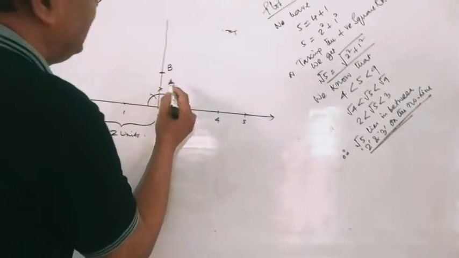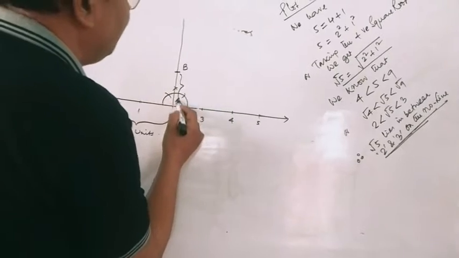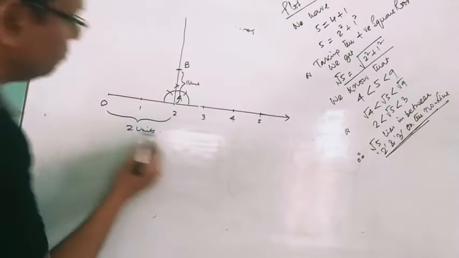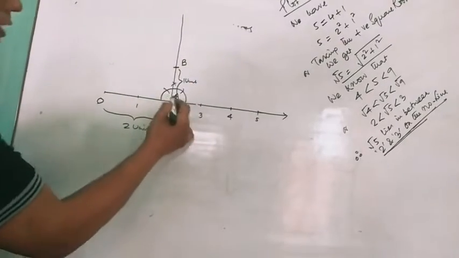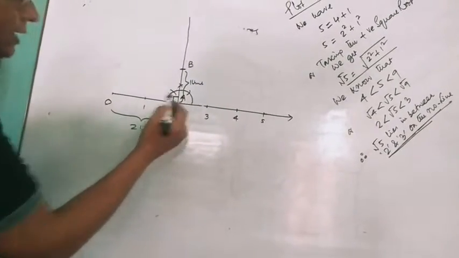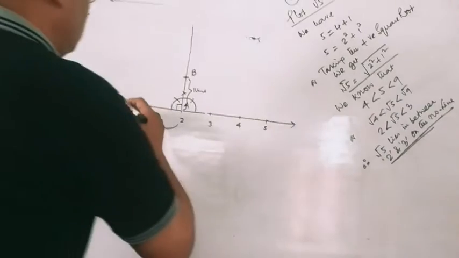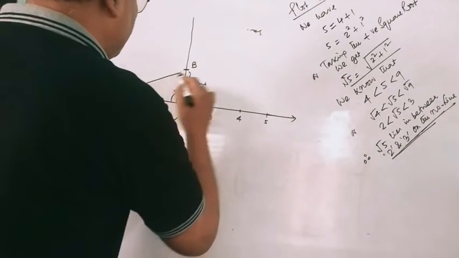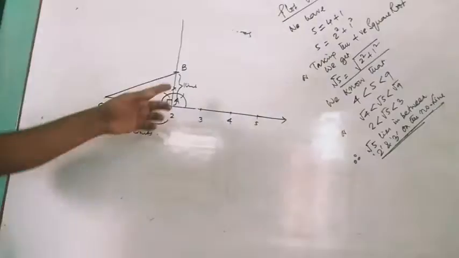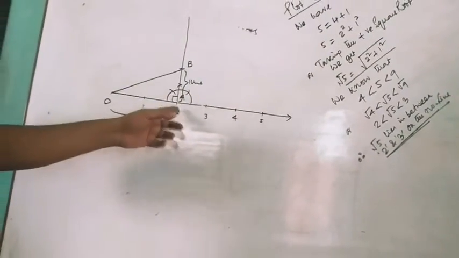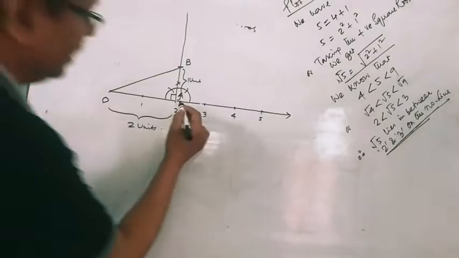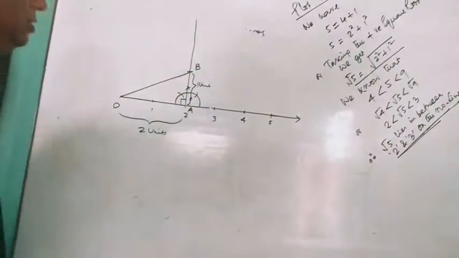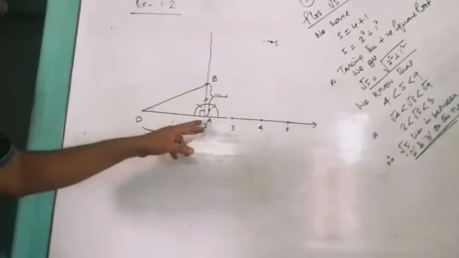This is B. What is the measurement of AB? AB measures 1 unit. So 2 units here, 1 unit, and this angle is 90 degrees. We join O with B with the help of a straight line. See, triangle AOB, this is A. Triangle AOB is right angled at A.